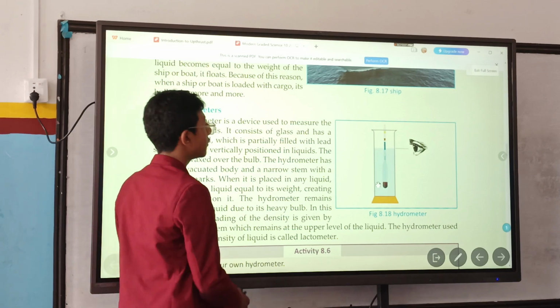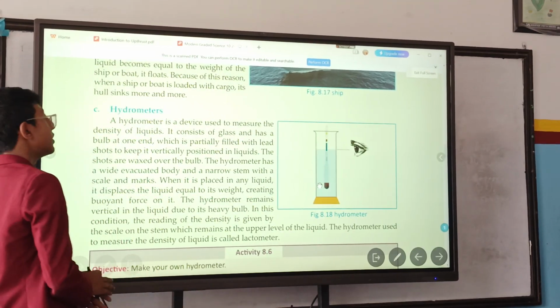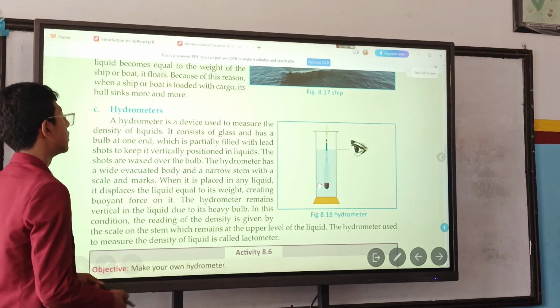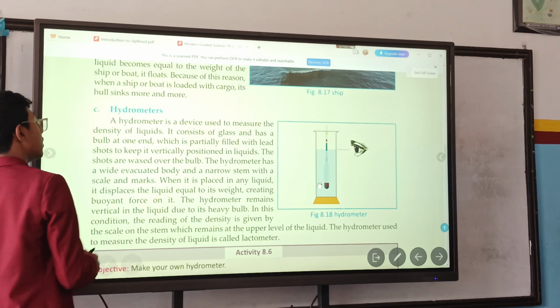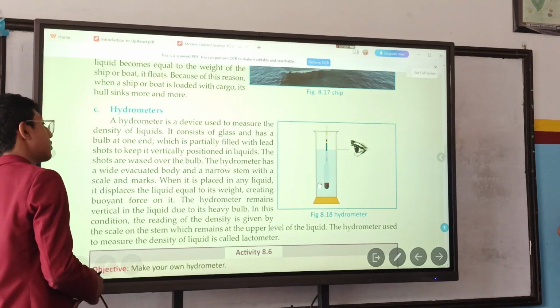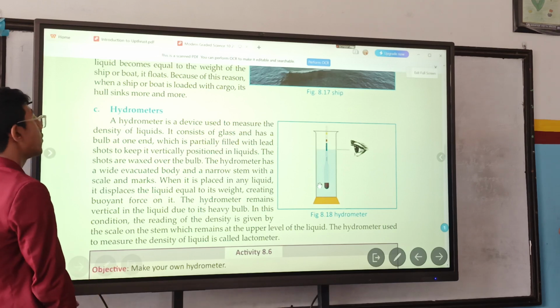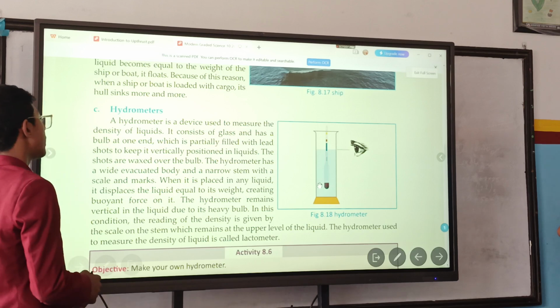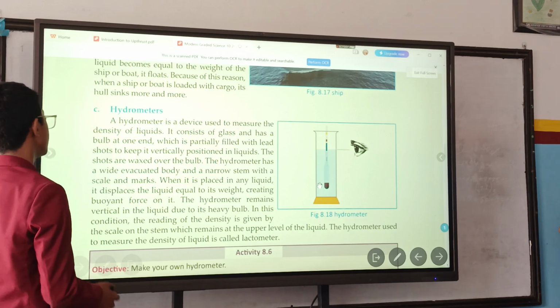Here is the figure of a hydrometer. A hydrometer is a device used to measure the density of liquids. It consists of glass with a bulb at one end, which is partially filled with lead salts to keep it vertical in liquids. The salts are waxed over the bulb. The hydrometer has a wide evacuated body and a narrow stem with scale marks.